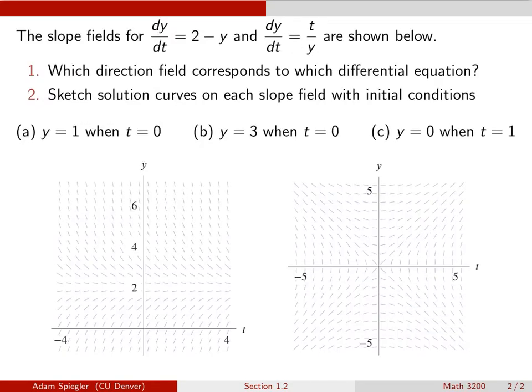Okay, so now let's take a look at this next example. Well, now we have two different differential equations. So I've got one differential equation, dy/dt is 2 minus y. Notice the independent variable has now changed to t. And over here we have dy/dt is t divided by y. This differential equation, because it doesn't depend on the independent variable t, is autonomous. This differential equation does depend on t, so it is not autonomous.